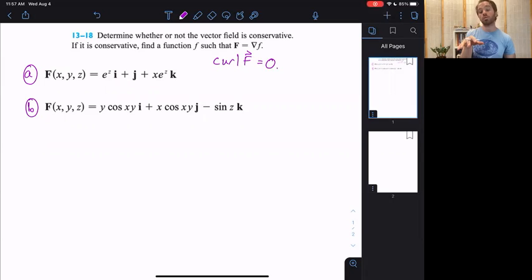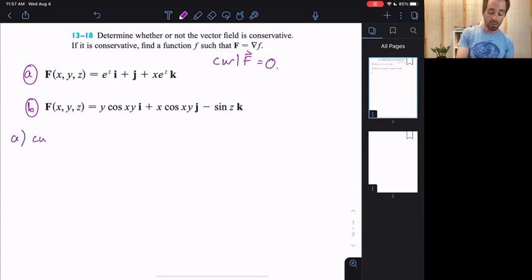Now, if we are able to show that one or both of these have a 0 curl vector, then we have the additional task of finding a potential function such that this vector field is the gradient of that. But we'll cross that bridge when we get to it. So part A, we do have 2 problems to do here.